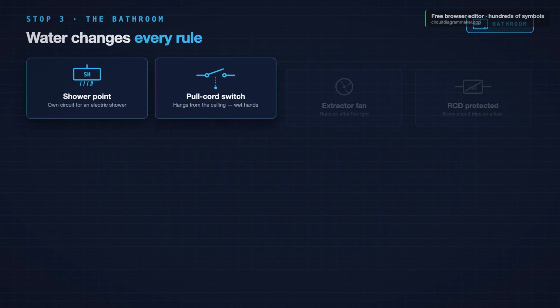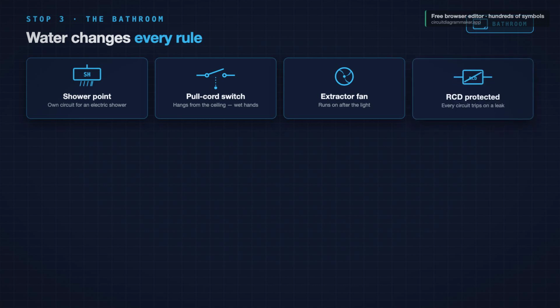With a pull cord, a switch that hangs from the ceiling on a cord, drawn with a little dangling dot, so no one touches a wall switch with wet hands. The extractor fan appears again, wired to run on after the light. And every circuit in here is RCD protected. Shower point, pull cord, fan, and no sockets. The bathroom is the room the symbols warn you about.